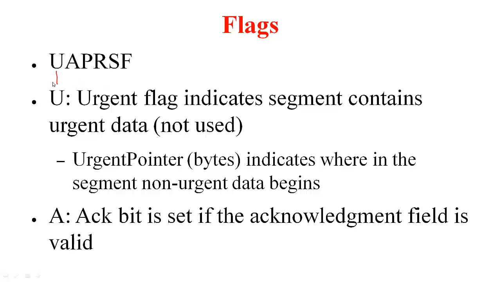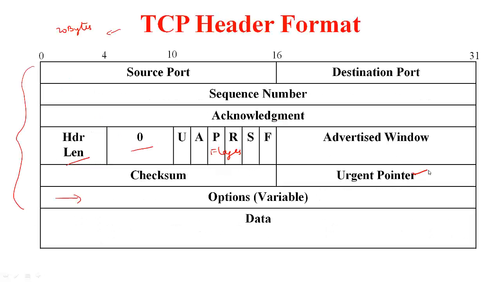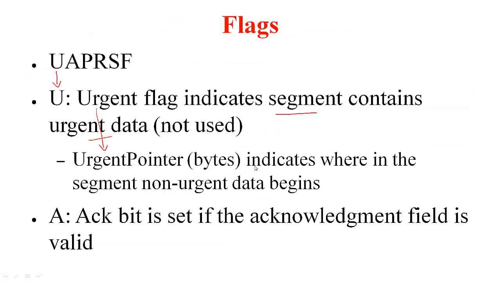So U here stands for the urgent flag. So whenever this flag is set in a segment, it is indicating to the receiver that there is some urgent data as part of the segment and thereby pass this data to the application right away. And this urgent field is associated with an urgent pointer. So that's here. And this urgent pointer specifies where in the segment non-urgent data begins. So there is an assumption here that the urgent data begins right after the header. And this specifies in bytes what is the length of the urgent data.